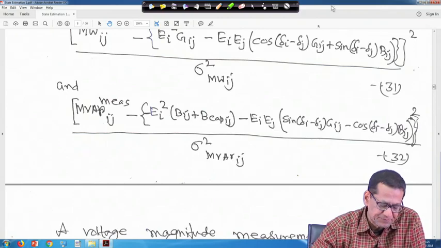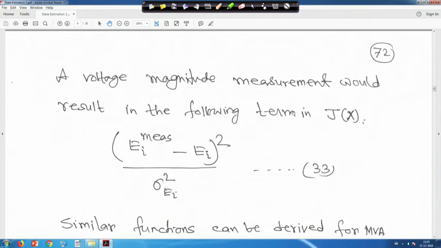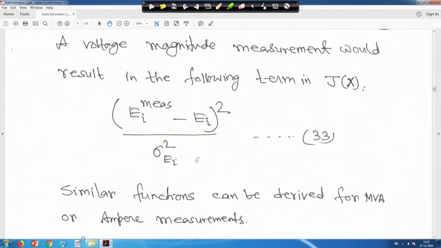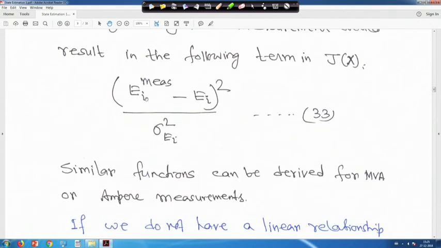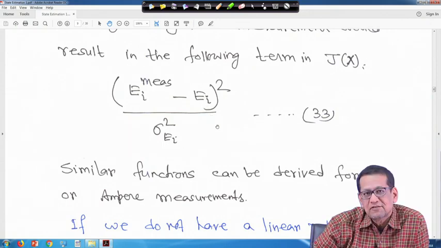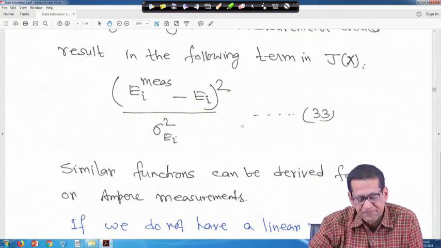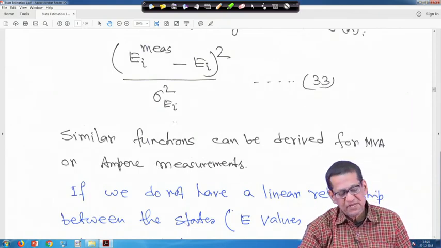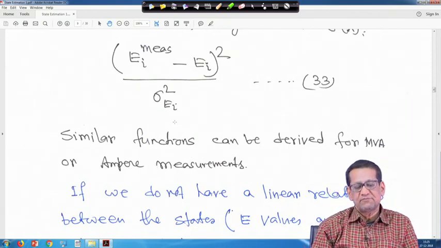Next one is that a voltage magnitude measurement would result in the following term in Jx, that is, Ei measured, of course the magnitude, minus Ei, whole square by sigma Ei square, because you are measuring the voltage magnitude. The measured value will be there, and minus Ei square over sigma Ei. From this you have the measured value, but from where will you get Ei? You need to run the load flow, right. Similar functions can be derived from MVA or ampere measurement, if you want to measure MVA or the current flowing through any branch.